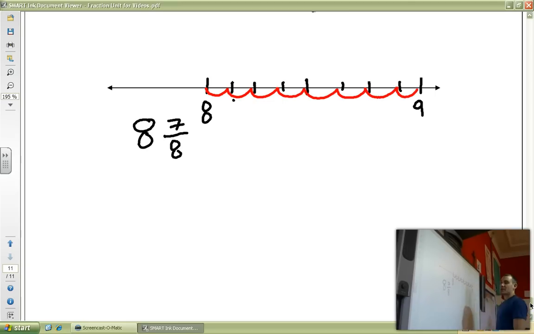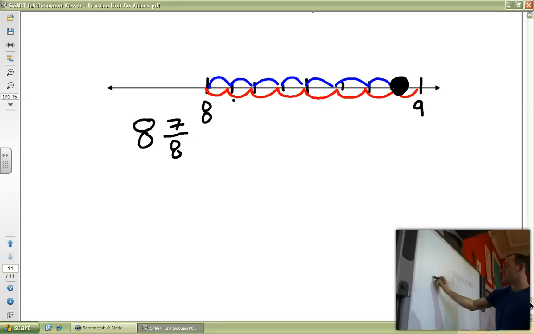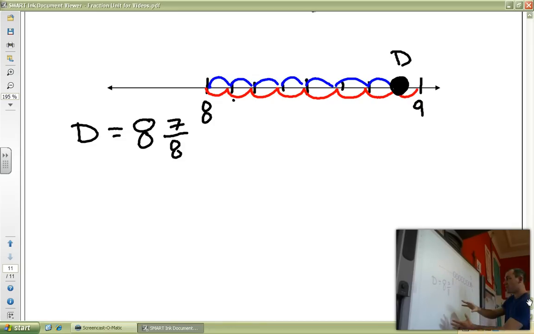And my fraction calls for 7 steps for the numerator. So 1, 2, 3, 4, 5, 6, 7. And I'm going to put my dot right there, and we're going to name this point D. Okay, we're going to name it D. Very good. Now I'm going to do another one real quick with a different denominator to show you how I might do that.